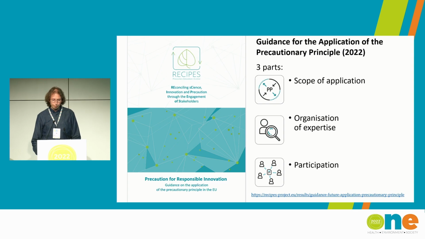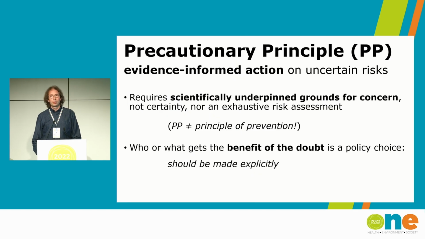So in the RECIPES project that I mentioned, we developed a guidance for the application of the precautionary principle. It covers scope of application, organization of expertise, and participation. So the precautionary principle is evidence-based, evidence-informed action on uncertain risks, and that requires scientifically underpinned grounds for concern to act, and then you have to make clear who gets the benefit of the doubt. That is a policy choice that should be made explicitly.